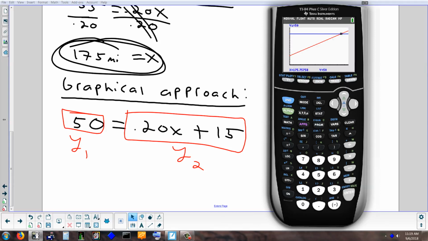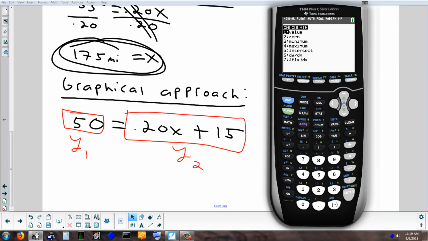But we can do even better than just trying to trace and guess. There's a button that will calculate where they cross exactly. So to get to that, you press second, and then the trace button above it says calculate. So press second, calculate, and you should see this menu.